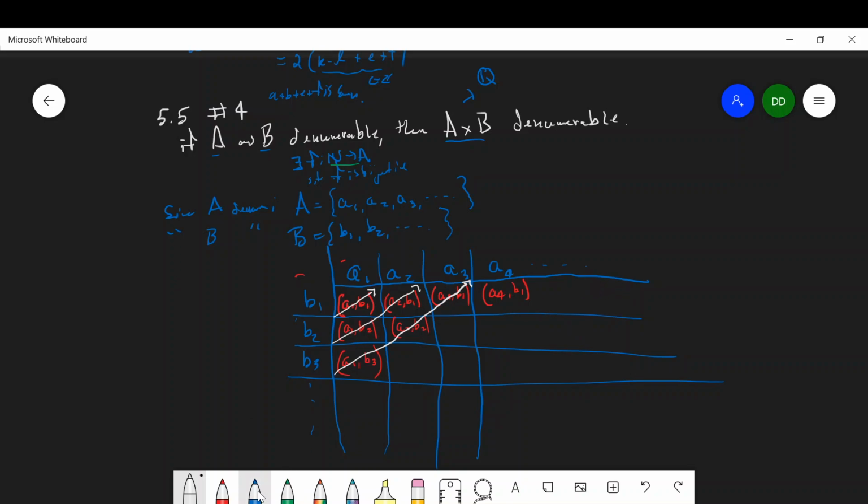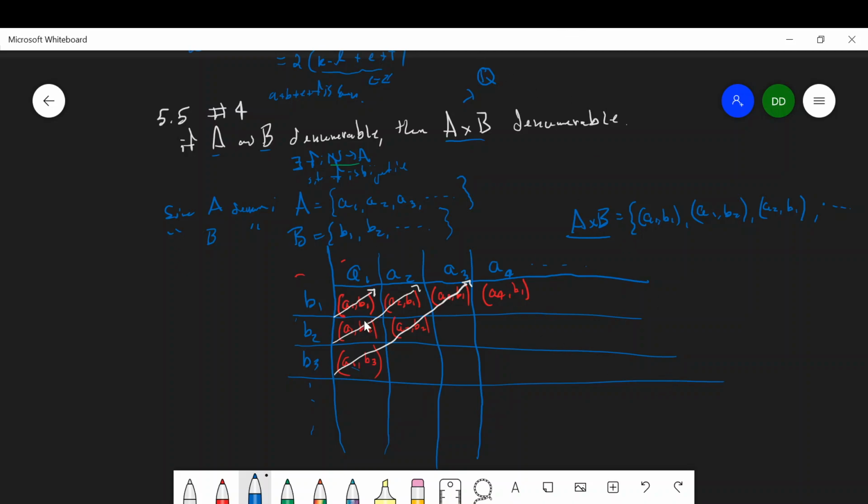And so we could start listing out the elements of A cross B. So A cross B then, right, we'll do the first diagonal, A1, B1, and then we'll go down to the next diagonal and take that one, A1, B2, A2, B1, and then we'll move on to the next one, A1, B3, A2, B2, A3, B1, and so on. And we can hit every single element. And so that proves that A cross B is denumerable because we can list its elements out.